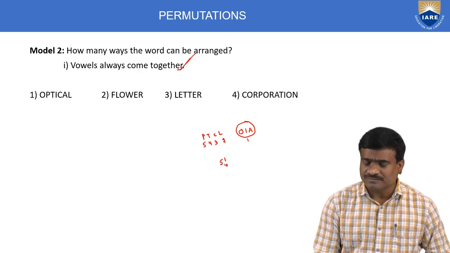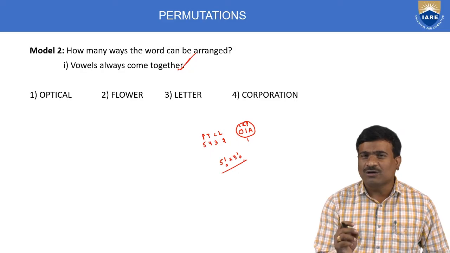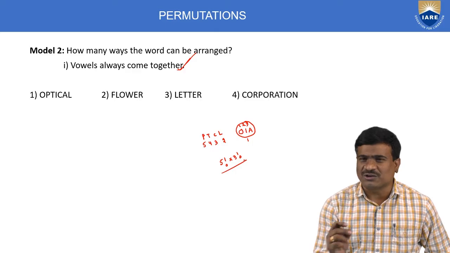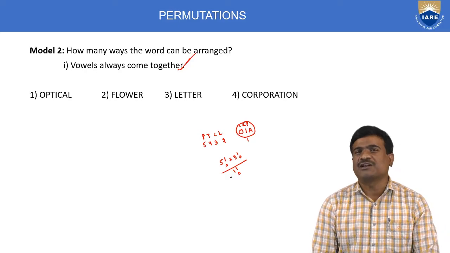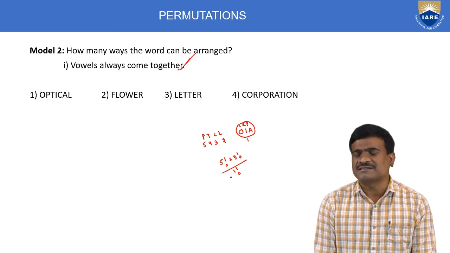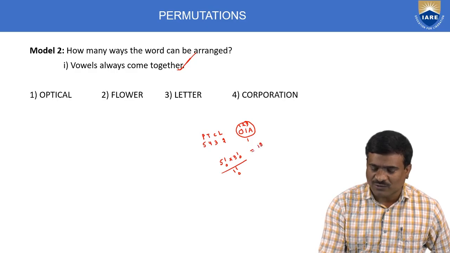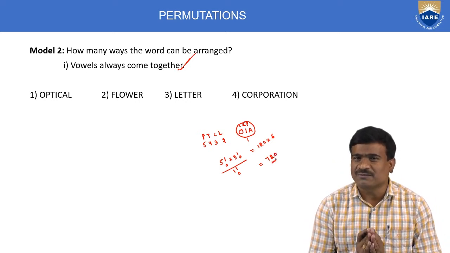And next, case 2. Here the number of vowels is equal to 3. 3 vowels arrange in 3 factorial. So the answer for all the vowels always coming together is 5 factorial into 3 factorial, and in the denominator you always write the repetition of letters in OPTICAL. In the denominator there is no repeated letter, so the denominator is equal to 1 factorial. So 5 factorial is equal to 120, 3 factorial is equal to 6, and 120 into 6 is 720. The answer is 720. Here once again, the method is very simple.